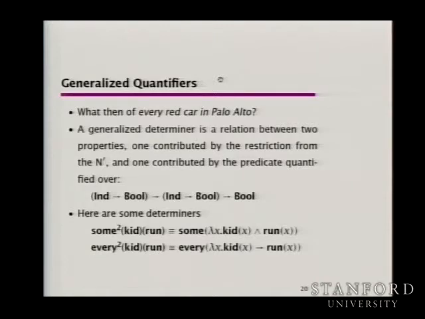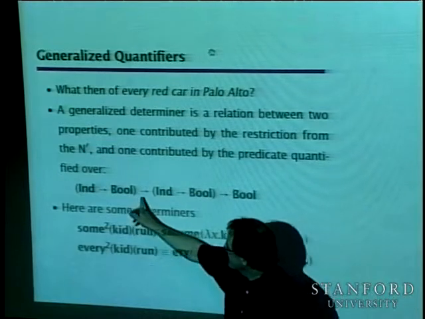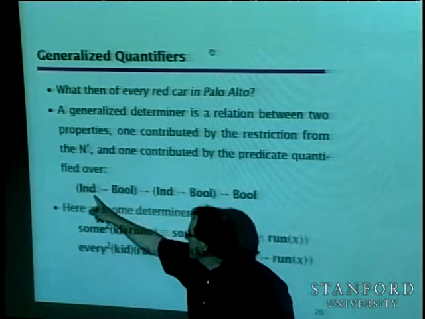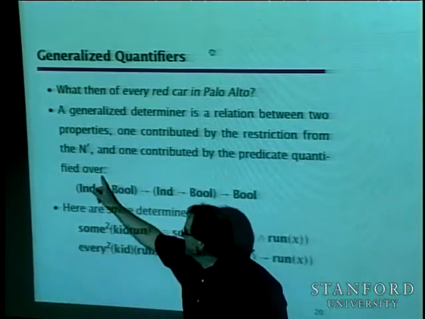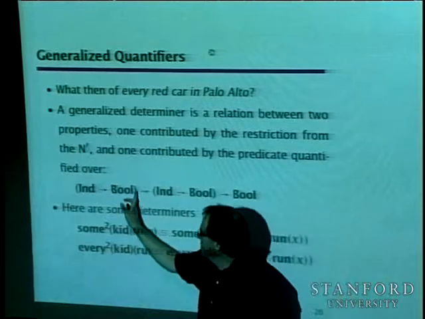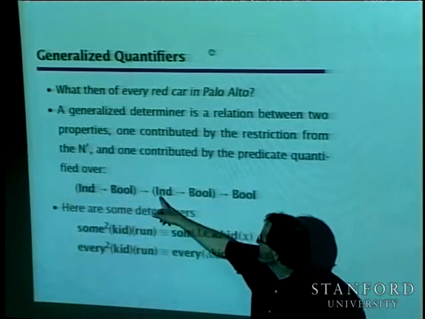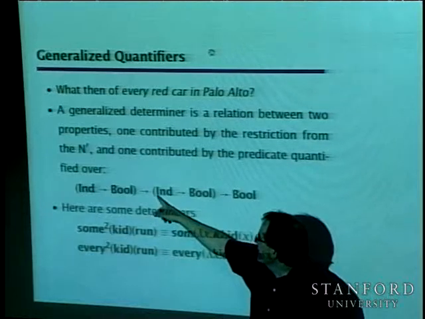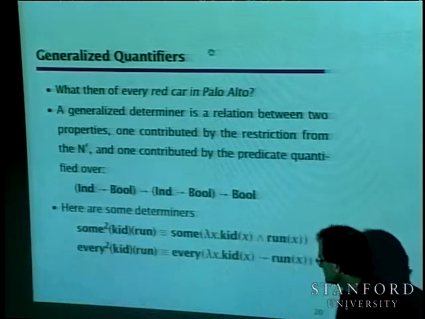So what we're going to take as the type of a generalized determiner, a word like every and no, is to say this is something that takes one property. So for every car, it'll take the property of being a car. For every red car in Palo Alto, it will take the property of red car in Palo Alto. And then what it's going to return is something that maps from properties to truth values.